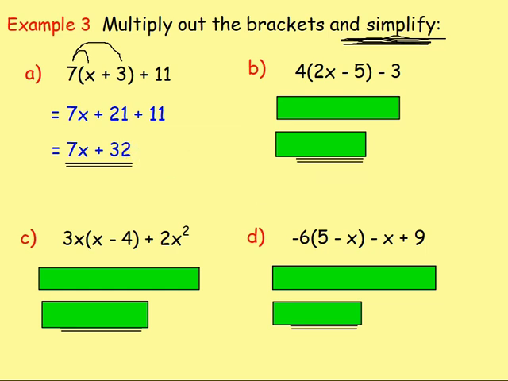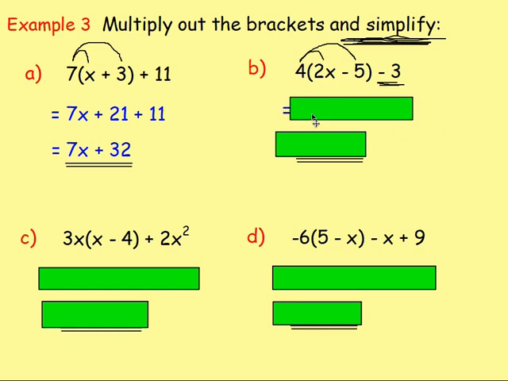It is 32. For B, we've got 4 times 2x, take away 5, and then take away 3. So we would do the 4 times the 2x, we would do the 4 times the negative 5, and the take away 3 would just be left as take away 3. Why? Because it's not in brackets. That's right, it's not in the brackets.